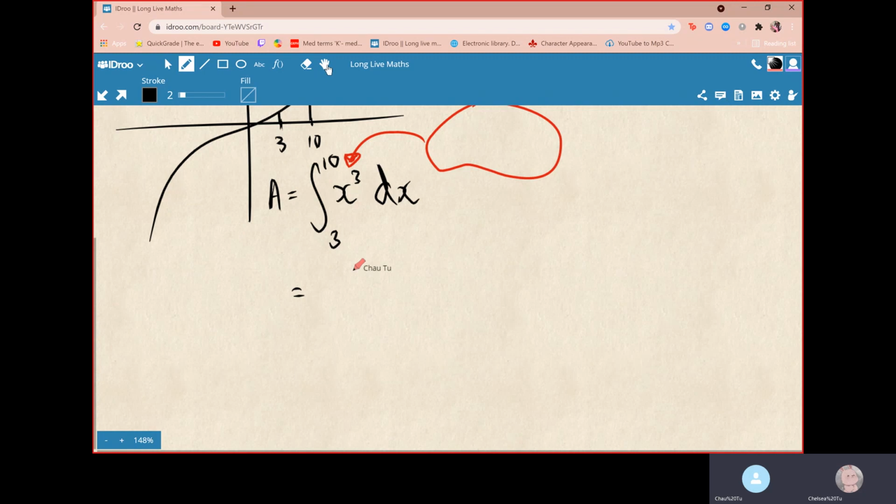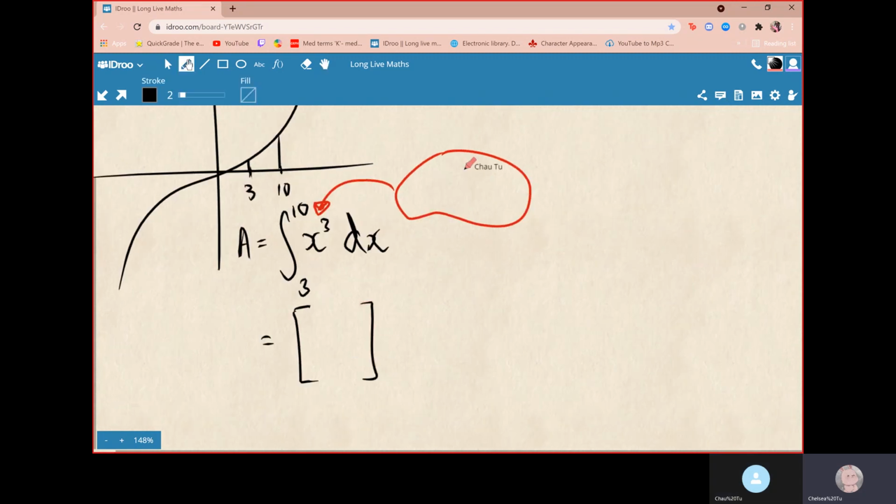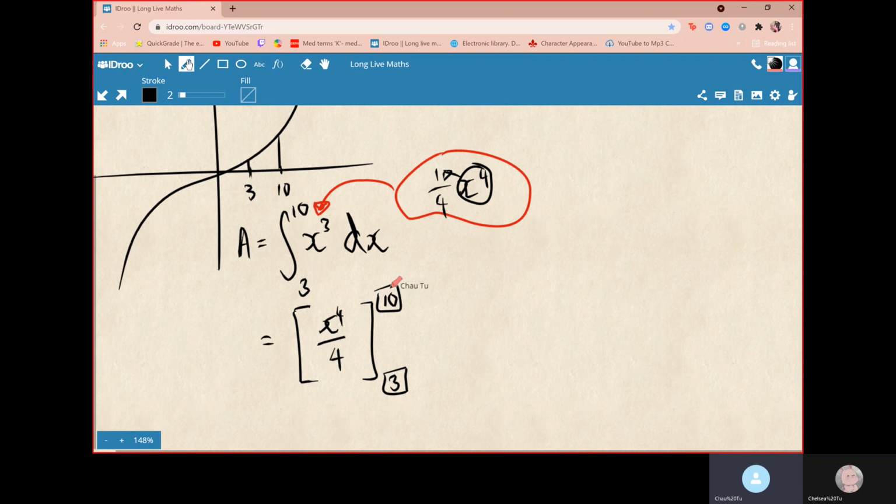It's going to be 1/4 x to the power 4. I'm just going to multiply this x to the power 4 to the top. So give me x to the power 4 over 4, from where to where, Chelsea? From 3 to 10. Okay, and now you've got to put the 10 into the x. So that will give me 10 to the power 4 over 4. And then take away what, Chelsea?